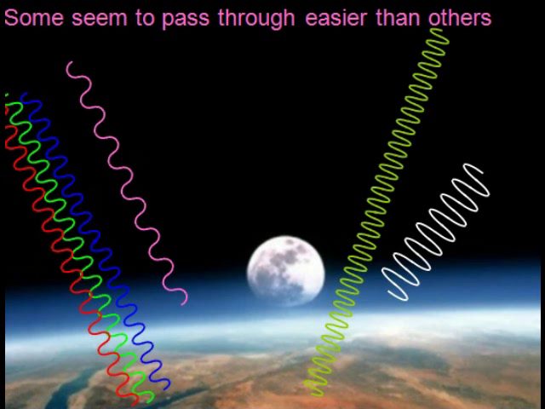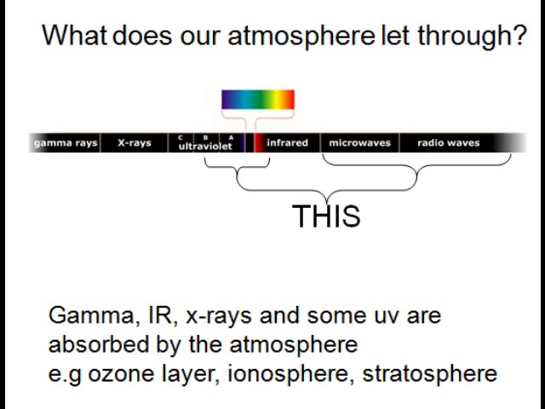Some light does, some light doesn't. It is the atmosphere itself which blocks some of these lights, but the atmosphere isn't just one thing, it's actually made up of several layers. Most of the atmosphere, however, is quite transparent to some UV light, to all the visible light range, with a little bit of infrared, and most of the lower frequency waves such as microwaves and radio waves. Gamma rays, infrared, X-ray and some of the UV are absorbed by the atmosphere.